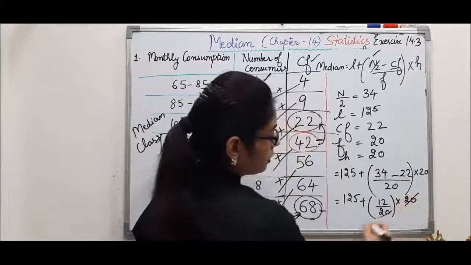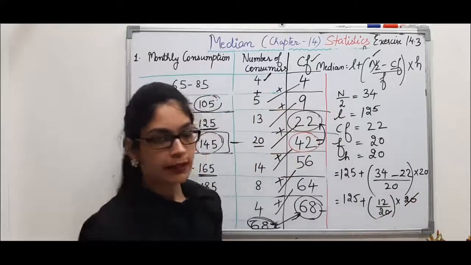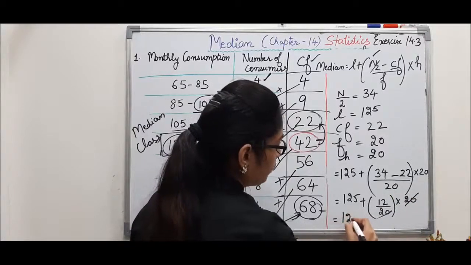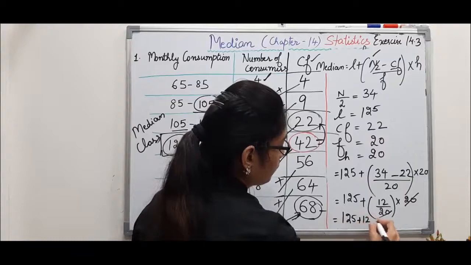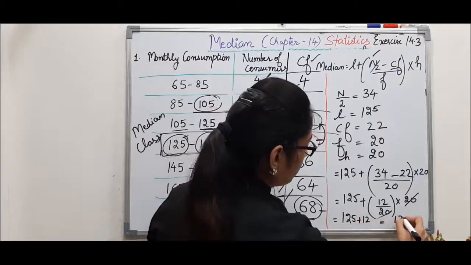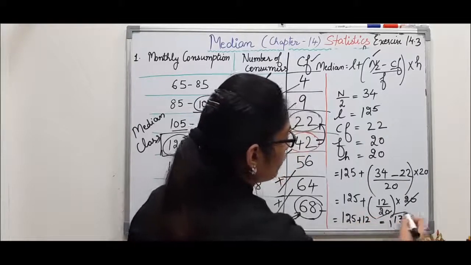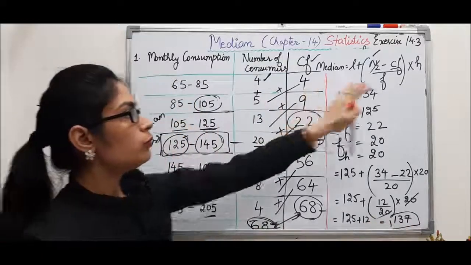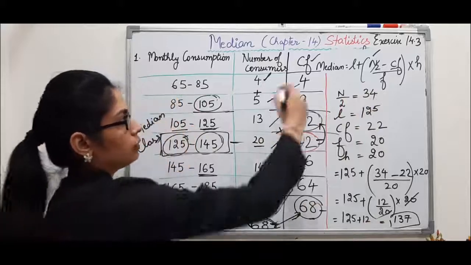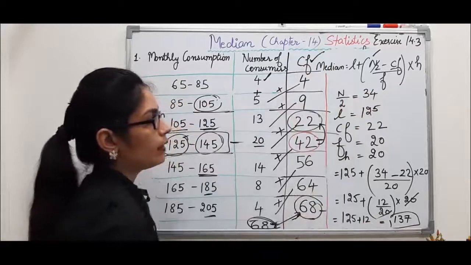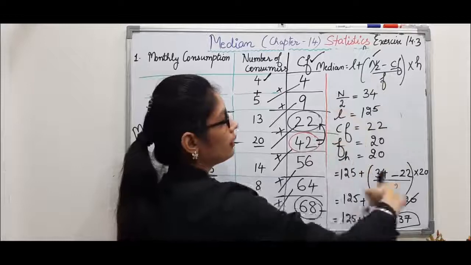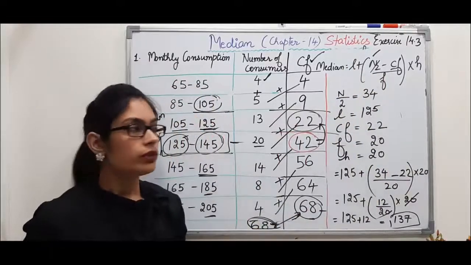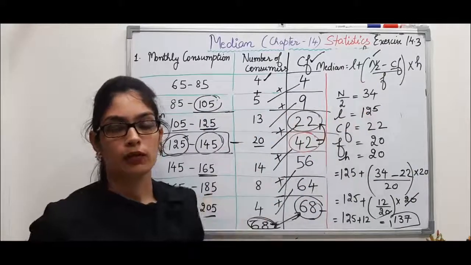Because these terms are getting multiplied, this 20 and this 20 will get cancelled. We are left with 125 plus 12, so it is 137. So the median of the given data is equal to 137. We just used this formula: first of all we had to find the cumulative frequency, and then we substituted all these terms in this formula and found the median. In all the questions we have to use this formula in order to find the median.